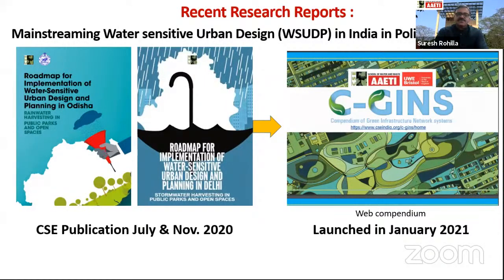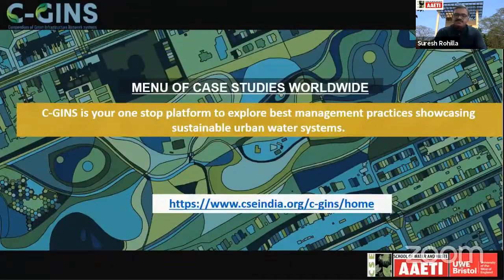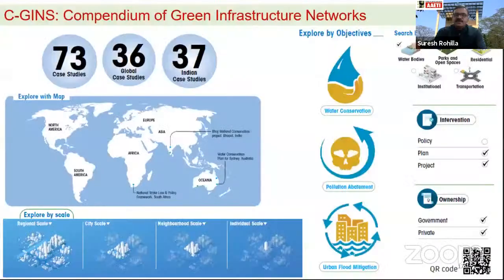What we have done is we have had some success. Odisha is the first state in India to develop and issue the guidelines for water sensitive urban design and planning. We are also building an advocacy for utilizing parks and green areas for stormwater harvesting. And we have recently launched a compendium called CGINS, the Compendium of Green Infrastructure Network Systems, which documents the global best practices. You can visit this web page at your own time and have a look, where we have put together case studies, and you can also contribute to these case studies. This is a menu of case studies worldwide, which at the moment has 73 case studies, 36 global case studies and 37 Indian case studies.